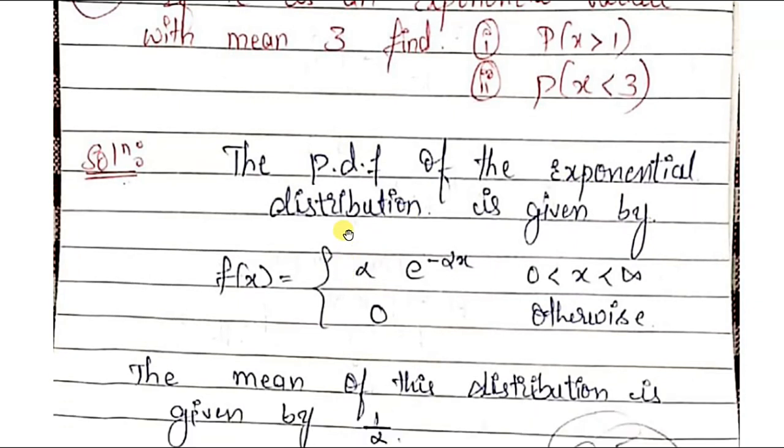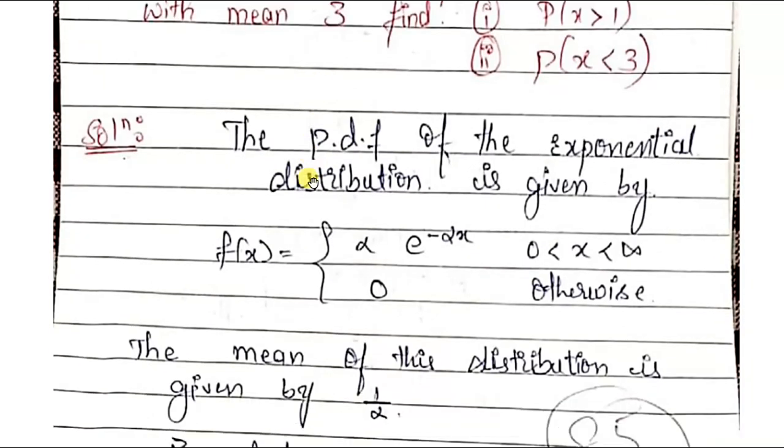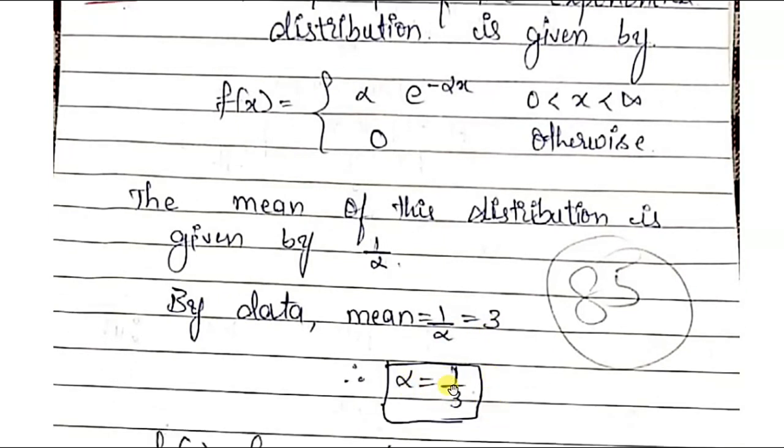Now we have to construct this probability density function for the given mean. What is the mean given in this problem? For this problem, mean is 3, isn't it? So what is the mean in exponential distribution? The mean is given by 1 by alpha. Now let us equate that to 3. So 1 by alpha is equal to 3, then alpha can be written as 1 by 3.